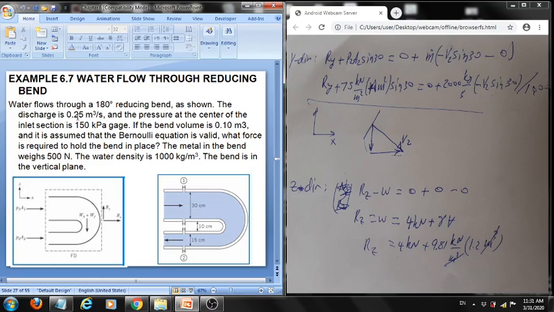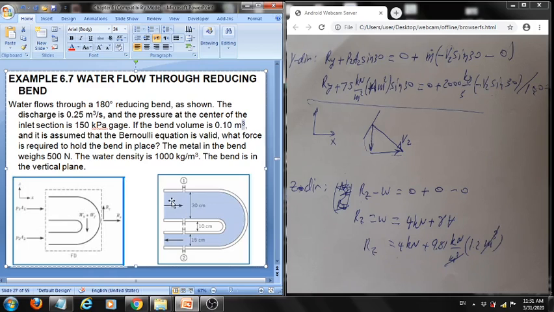Again we have water, and the flow rate is 1/4 of a cubic meter per second, 0.25 cubic meters per second, and the pressure at the center of the inlet is given to us as 100 kilopascal gauge at this point. And the bend volume, as before, is given to us as 1/10 of a cubic meter to compute, as before, the weight of the fluid.